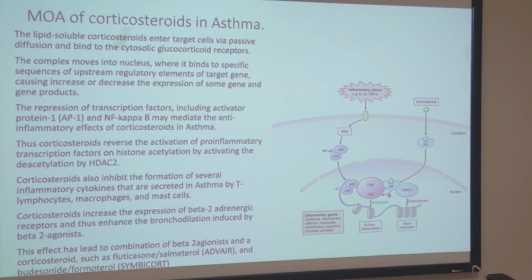Okay? So now each paragraph will tell you how corticosteroids increase the bronchodilation, and how combination therapy with the corticosteroids and the beta-adrenergic receptor agonist increases the effect.